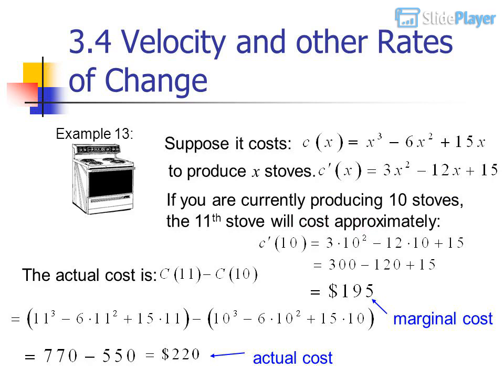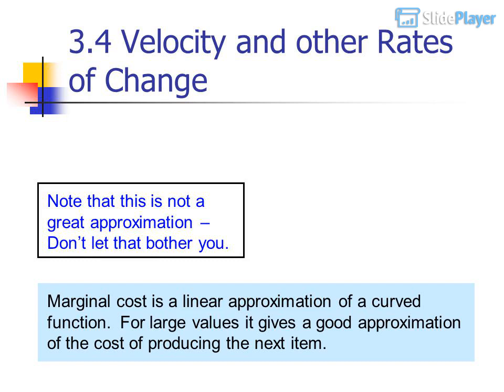Example 13. Suppose it costs c(x) to produce x stoves. If you are currently producing 10 stoves, the 11th stove will cost approximately c'(10). The actual cost is the marginal cost.